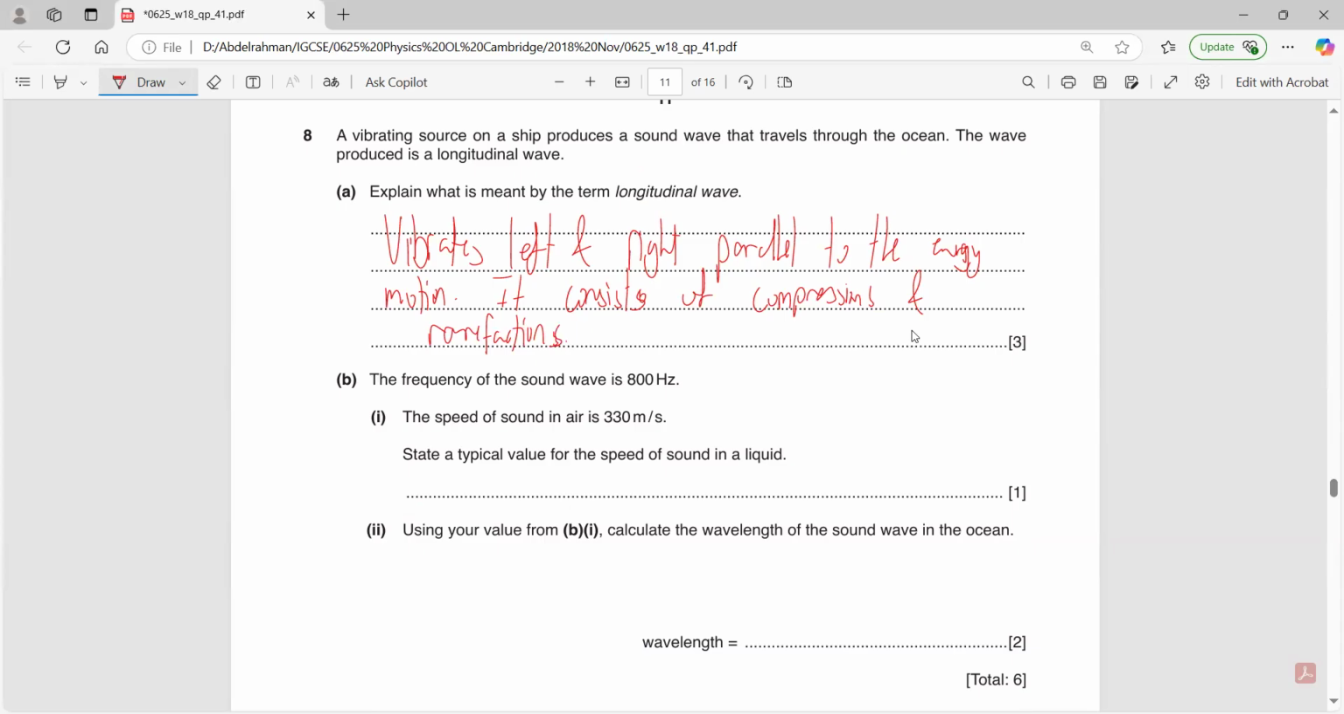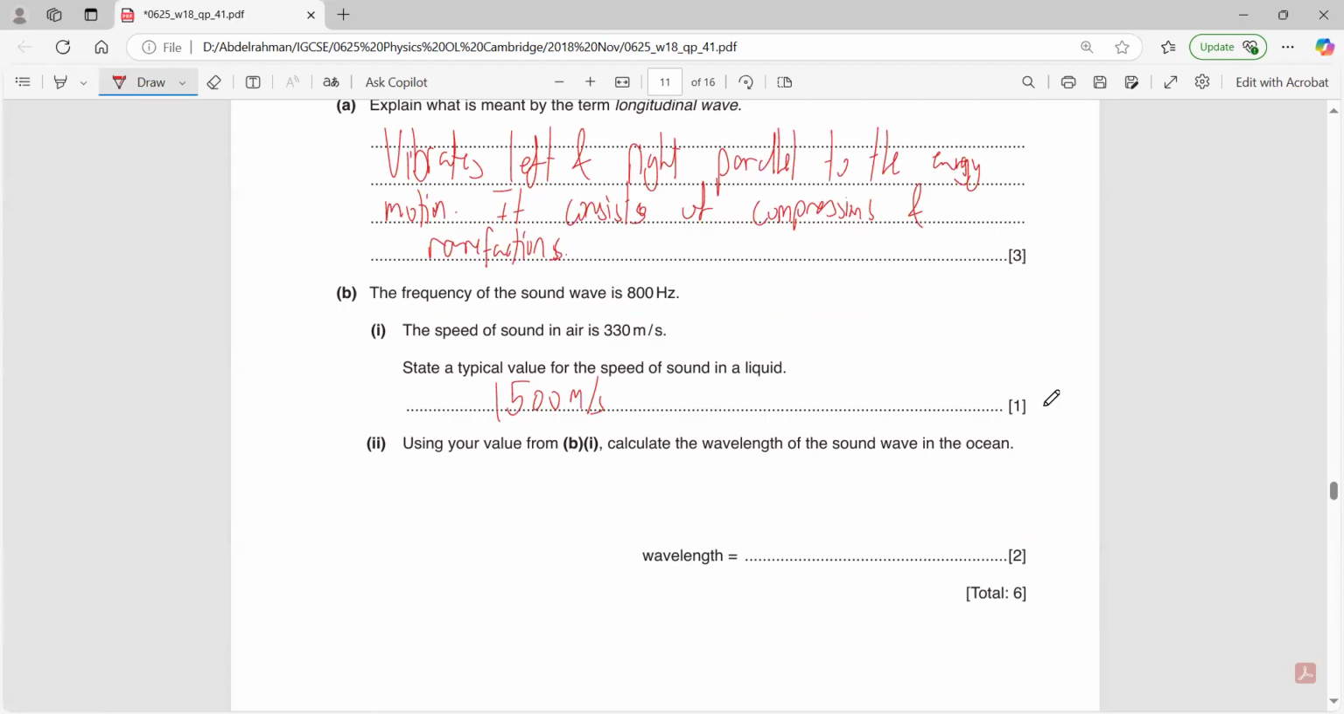The frequency of a wave is 800 hertz. The speed is 330 meters per second. State a typical value for the speed of sound in liquid. A typical value would be around 1500 meters per second. Use your value from the previous part to calculate the wavelength of the sound wave in the ocean.